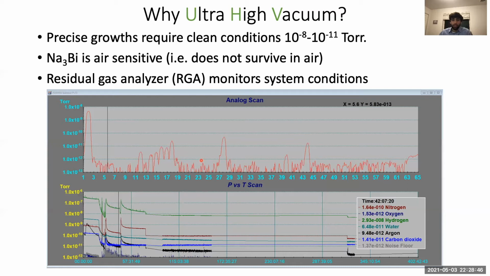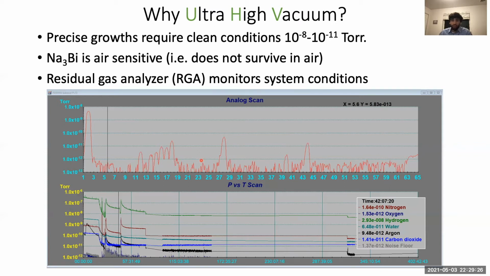Under these conditions, contaminants such as water, oxygen, nitrogen, etc., cease to exist, allowing us to grow ultra-thin materials on the order of a few unit cells. This wouldn't be feasible without such clean conditions. You may be thinking, oh, this is easy. We can just throw a few vacuum pumps in there and then we'll get to ultra-high vacuum. Well, it's not that easy. Our lab employs various famous techniques in order to get to these low pressures.